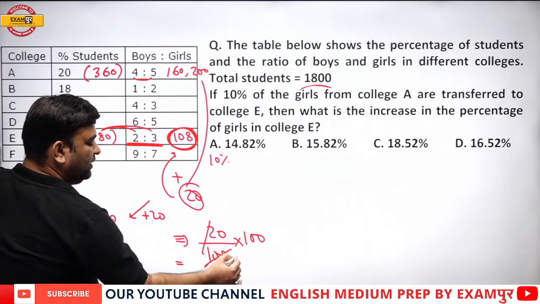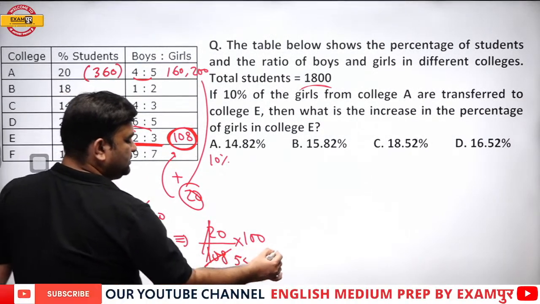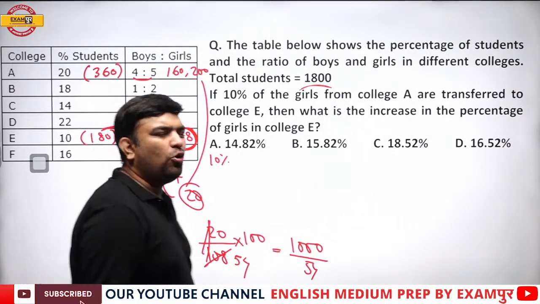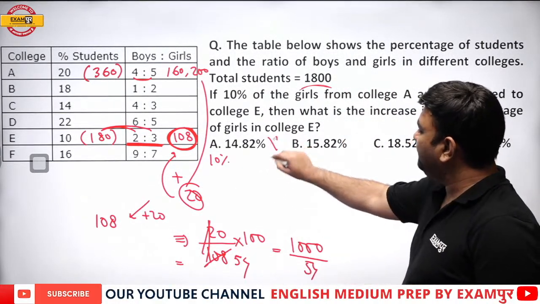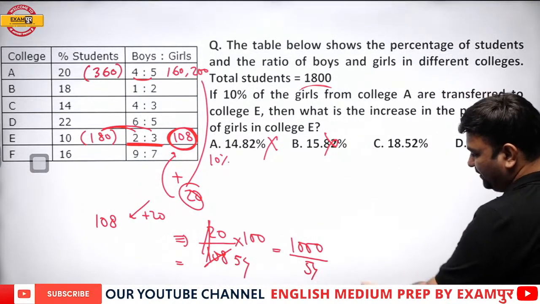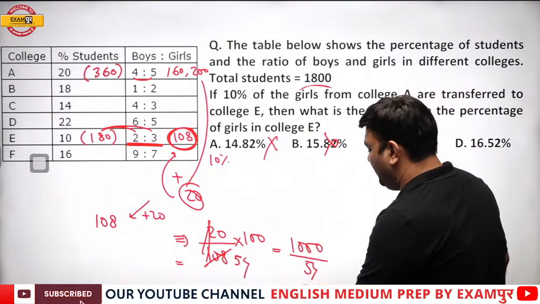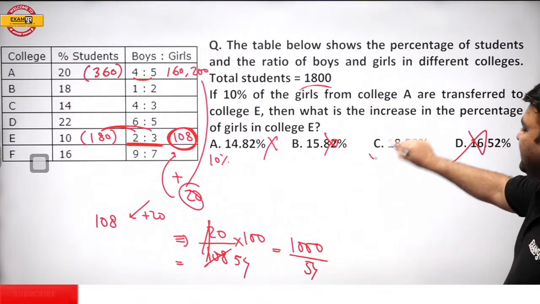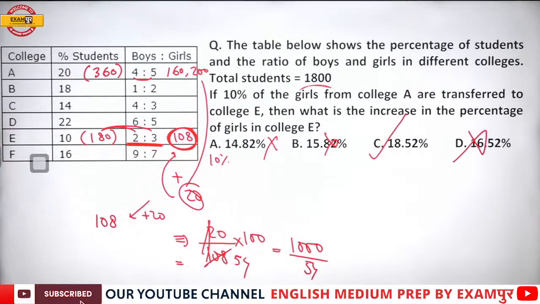Which comes out to be 1000 by 54. It looks like a little less than 20%, but definitely more than 15%, because 15% of this would be near about 700 or maybe 800. So it's near 20%. When you solve it, I can guarantee it will come C.